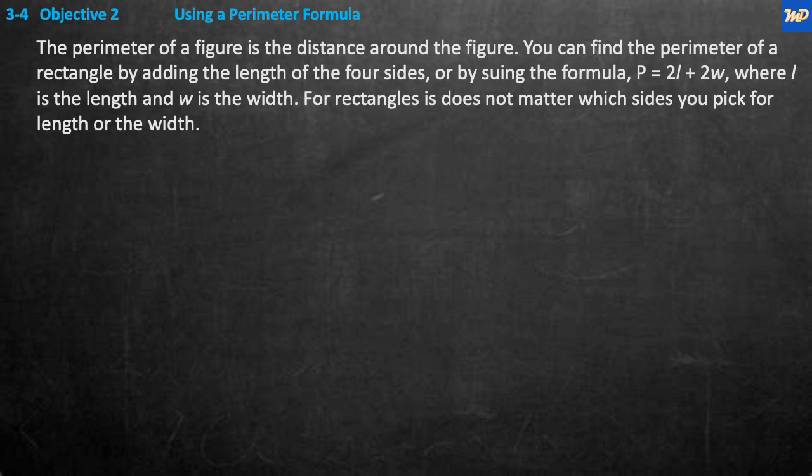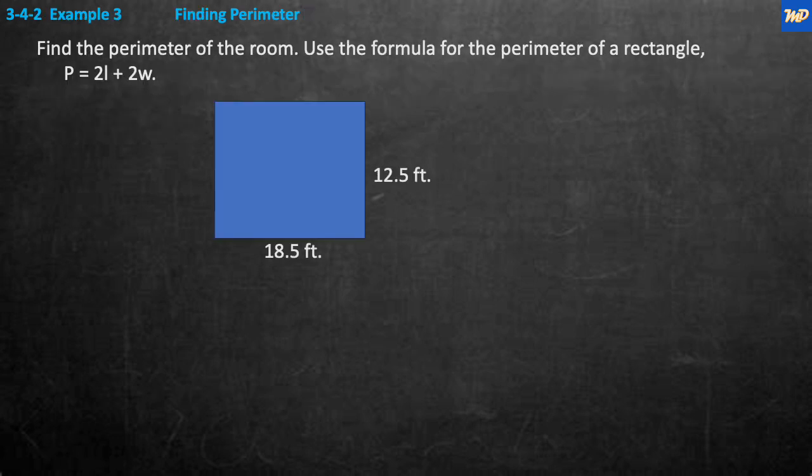So let's give some of these a try, or at least see what's coming up. Example 3, finding the perimeter. Find the perimeter of the room. Use the formula for the perimeter of a rectangle, which is P equals 2L plus 2W. Okay? So let's find the perimeter of this room. What is the perimeter of this room?